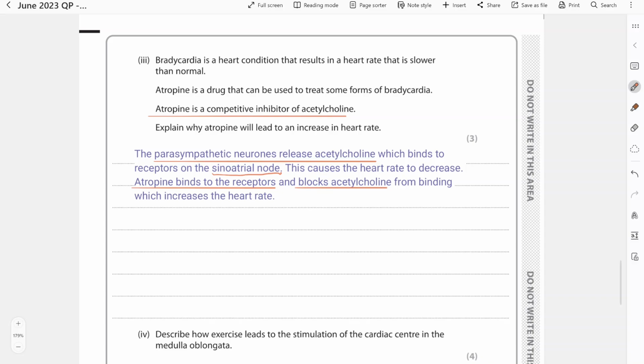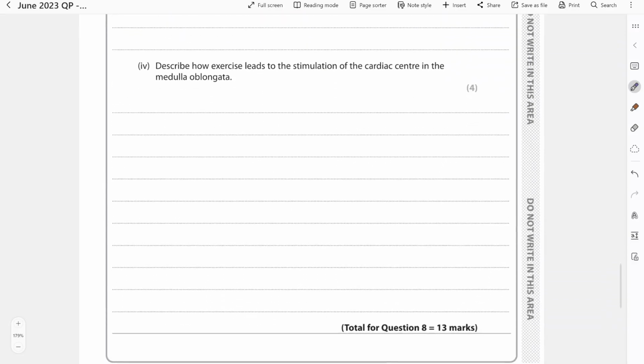Other marks that you can also add is that acetylcholine reduces the electrical impulse frequency, or the frequency of depolarization that occurs in the heart. All right, let's move on to part 4.